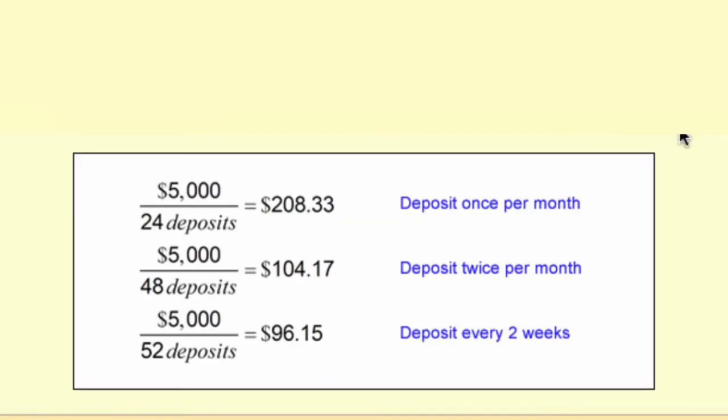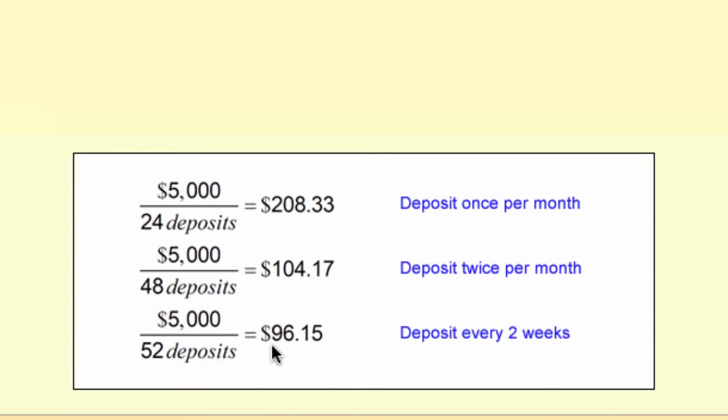So if your account isn't earning interest, you can do a simple model to estimate the monthly deposit you need to make a savings goal. You just basically divide the amount of the goal by the number of deposits you're going to make, and that tells you how much deposit you need to make. So to save $5,000 over 24 deposits, you need to deposit $208.33 each time. And if it's 48 deposits, it's half that, $104.17.